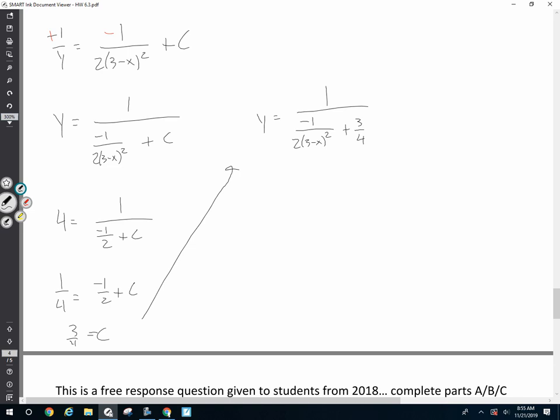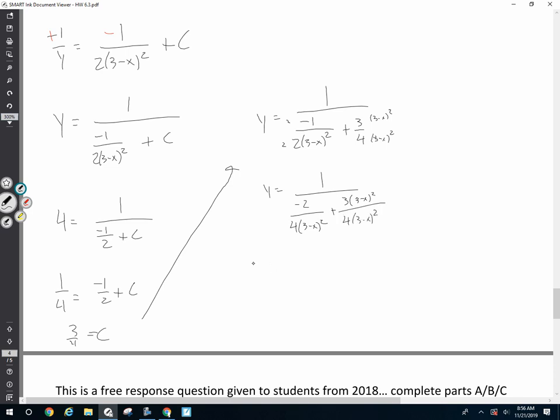Probably it would be best to give this a common denominator. So I'm going to multiply the top and bottom of this by 3 minus x squared, the top and bottom of this by 2. Watch while I do this. We get negative 2 over 4 times 3 minus x squared plus 3 times 3 minus x squared over 4 times 3 minus x squared.